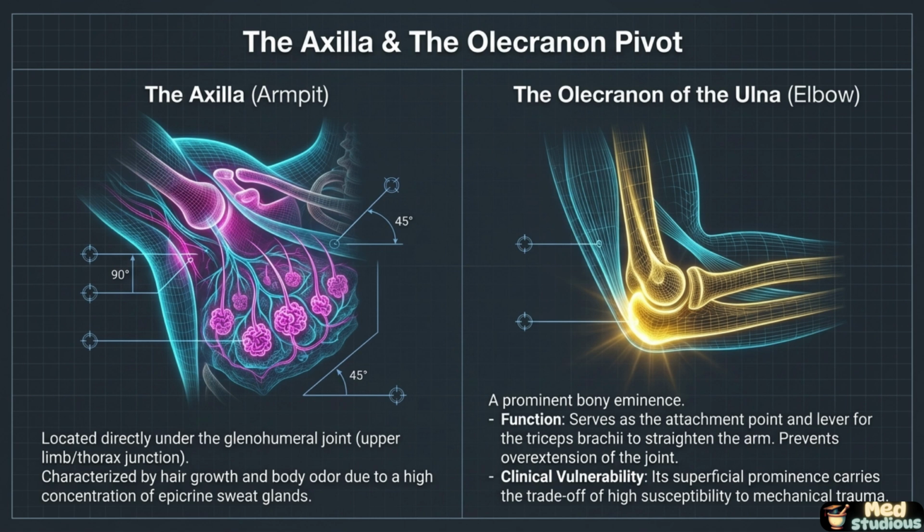At the opposite end of the arm, the olecranon of the ulna forms the bony point of the elbow, the most prominent posterior landmark of the forearm. It serves as the attachment lever for the triceps brachii, enabling elbow extension. Its superficial position, while making it easily palpable, also makes it highly vulnerable to direct trauma, olecranon bursitis, and fracture from falls on an outstretched arm.